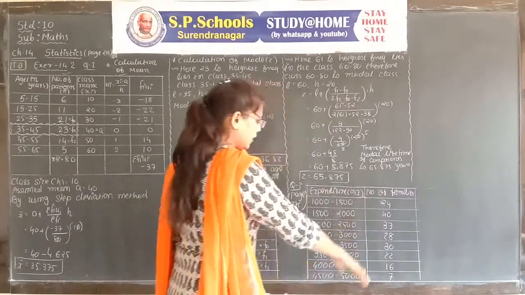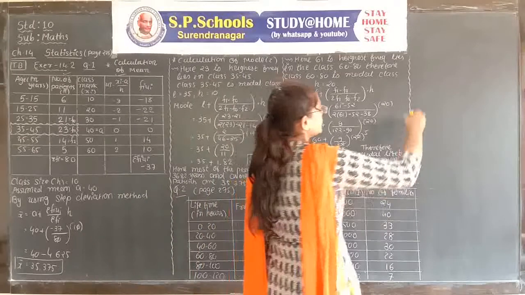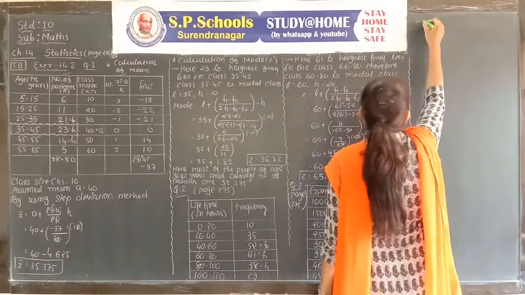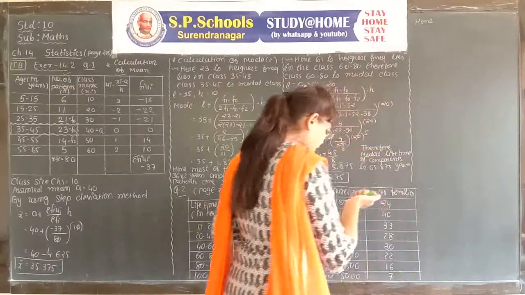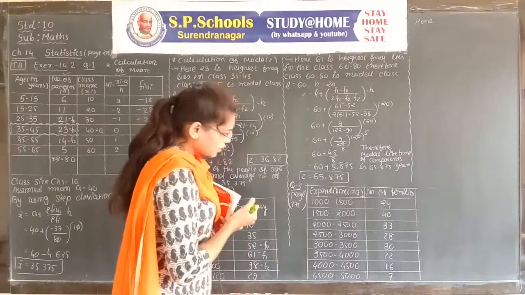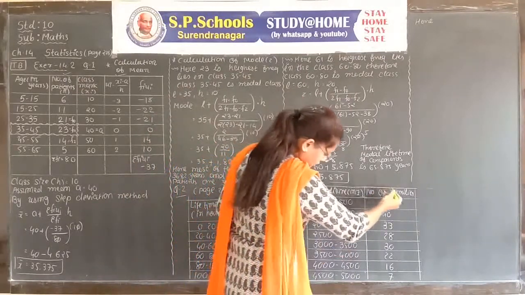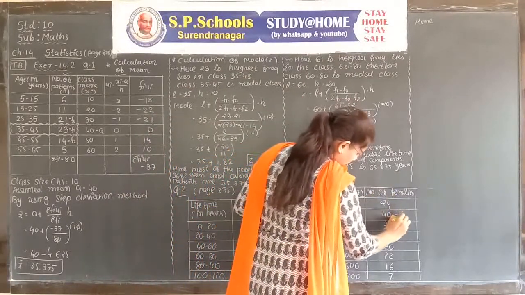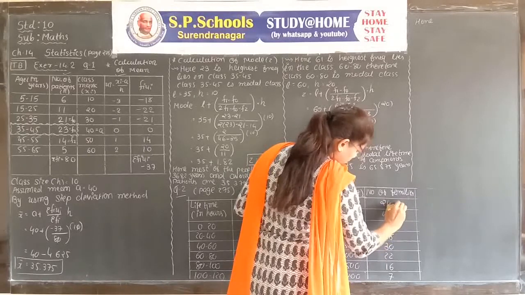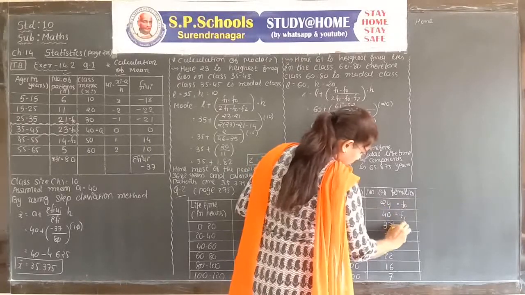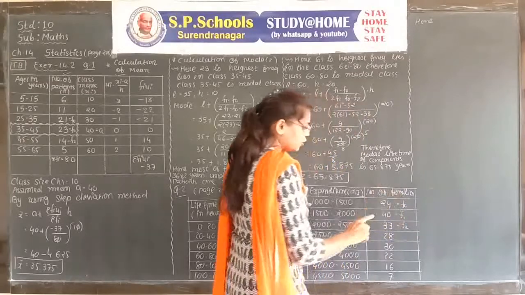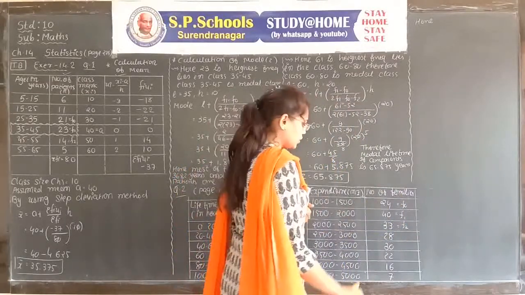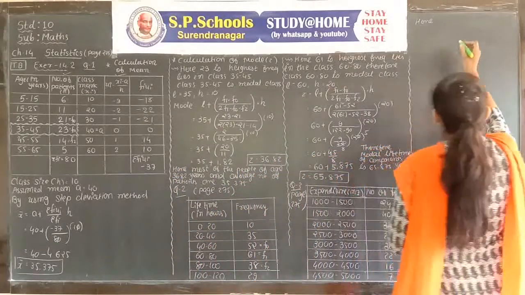For that, one table is here. First of all, decide the highest frequency. Here the highest frequency is 40. 40 is called F1, its previous is F0 and its succeeding is F2. F0, F1 and F2 are consecutive.